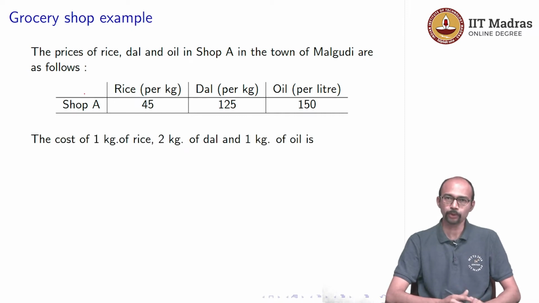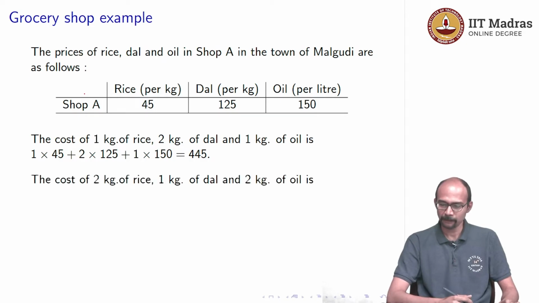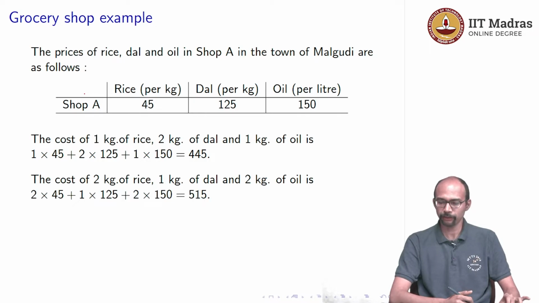So, if you want to compute, for example, the cost of 1 kg of rice, 2 kg of dal and 1 kg of oil, then what do we do? We multiply 1 by 45, 2 by 125, 1 by 150 and we add them, and if you do that you will hopefully get 445 if I have done this computation correctly. Similarly, if you want to calculate the cost of 2 kgs of rice, 1 kg of dal and 2 liters of oil, both of these should be liters, then that is given by multiplying 45 by 2, 125 by 1, 150 by 2 and adding all those, which if I have done it correctly should give us 515 rupees.